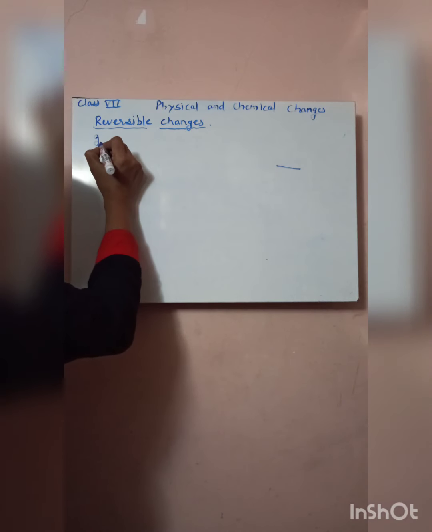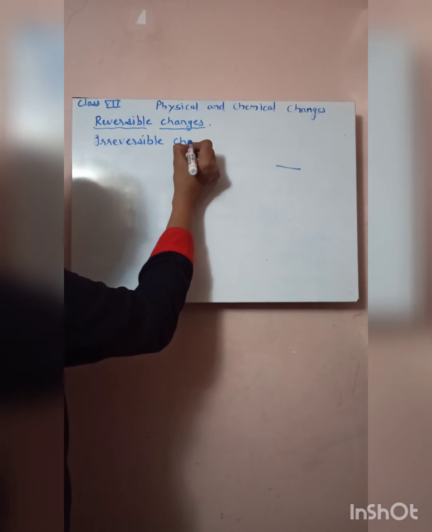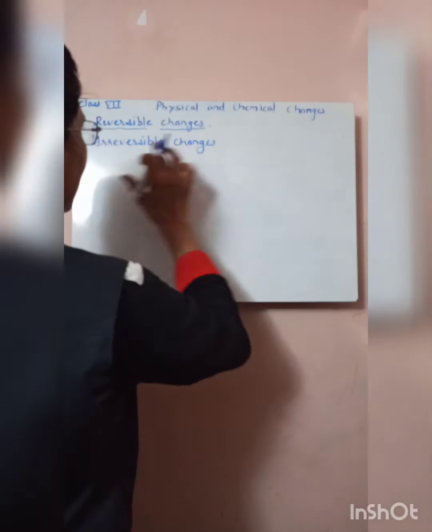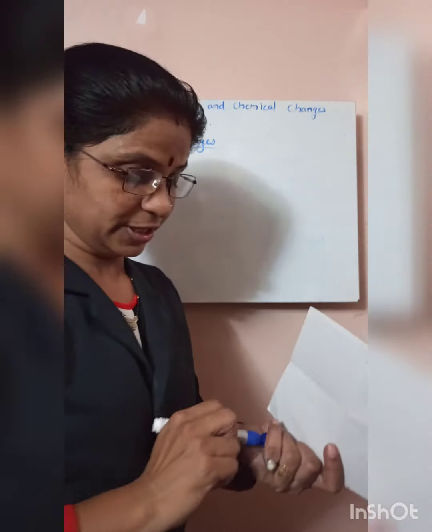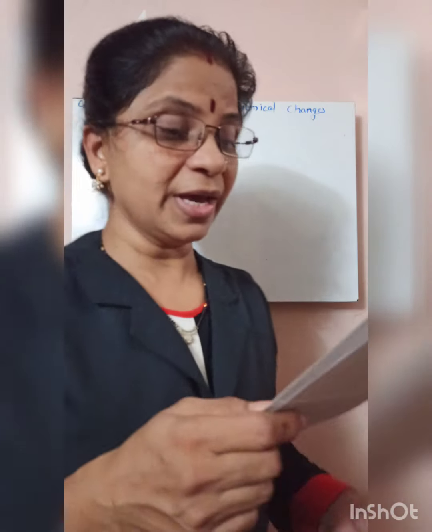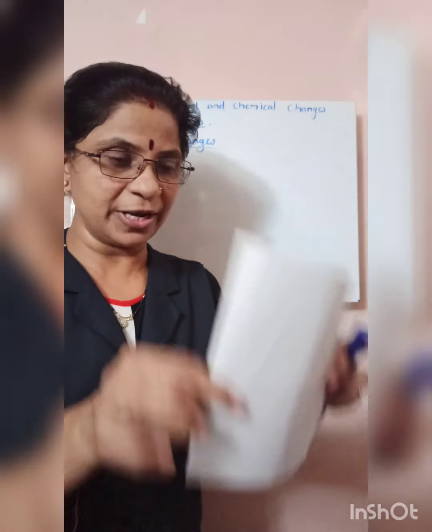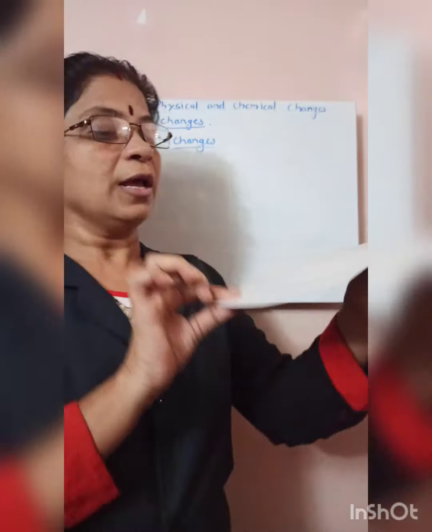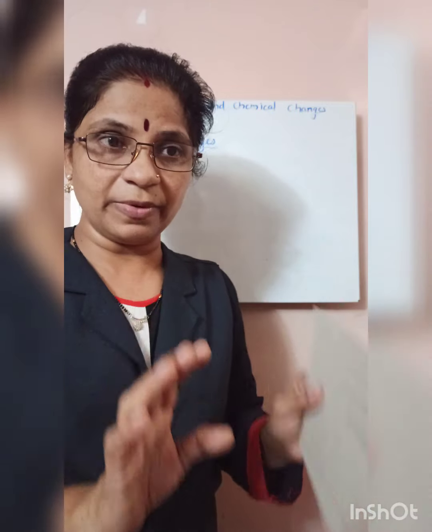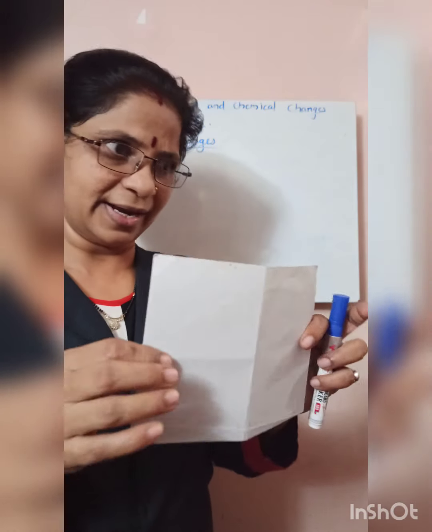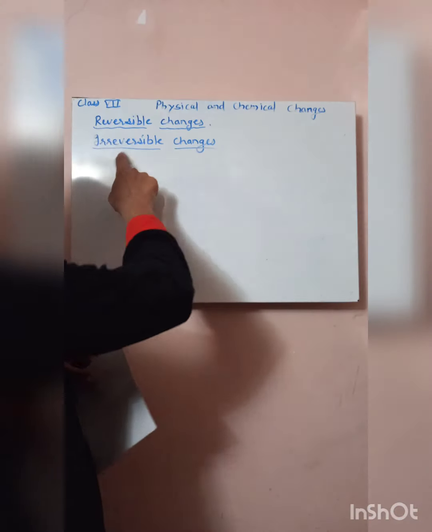Next are irreversible changes. The changes which we cannot reverse are called irreversible changes. For example, here I have folded this paper, no problem. But if I burn this paper, what will happen? Now it is looking white, but after burning it will look black, and afterwards I cannot get back the same paper. I can get black ash, but I cannot get the same paper back. This is an irreversible change.